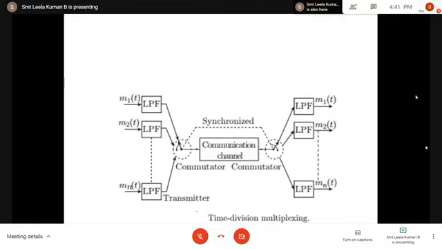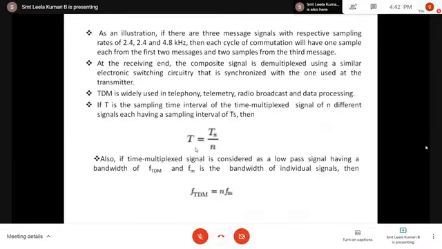At the receiving side, the composite signal is demultiplexed using a similar type of electronic switching circuitry, which is synchronized with the one used at the transmitter. TDM is widely used in telephony, telemetry, radio broadcast and data processing.